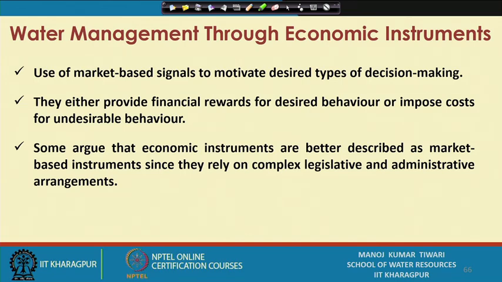Now, when we get an idea of the value of the water or the price of the water, a fair share of the value of the water, one can adopt several economic instruments for water management. These economic instruments typically use market-based signals that motivate the desired type of decision making. They either provide a financial reward for the desired behavior, or impose a certain type of cost for undesirable behavior.